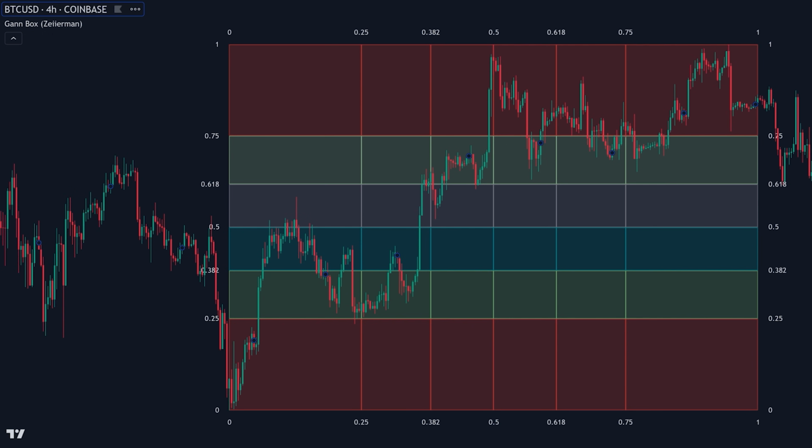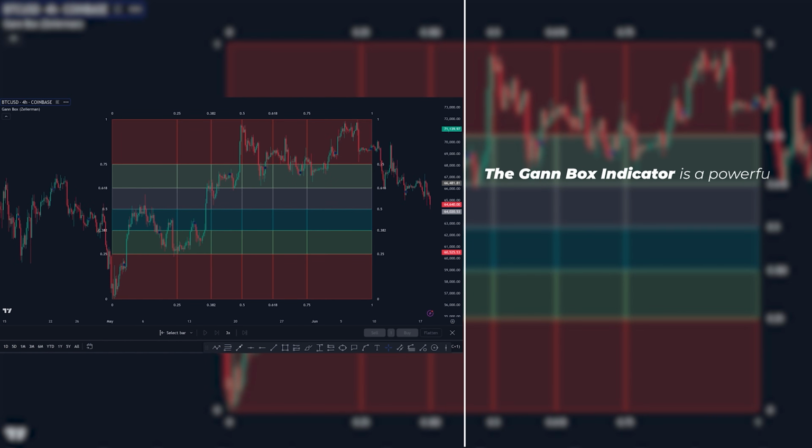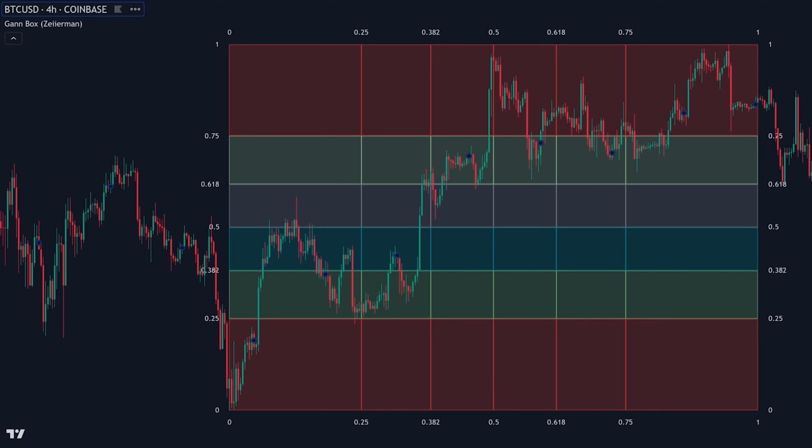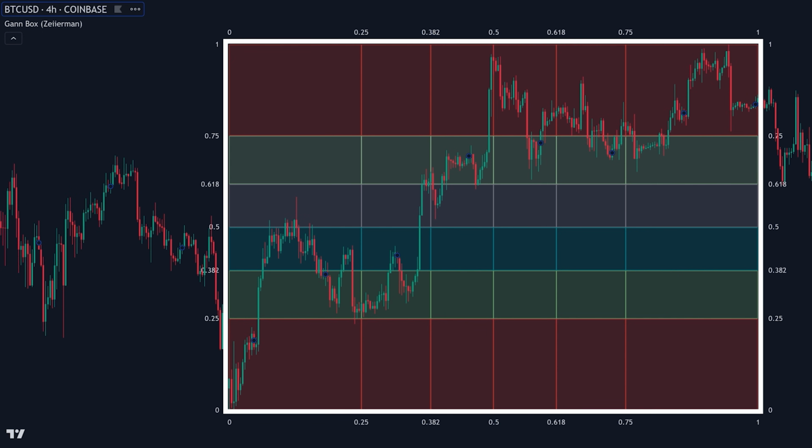What is the Gann Box indicator? The Gann Box indicator is a powerful trading tool designed to give you a complete understanding of the market. First, it starts by identifying the highest and lowest price points visible on the chart. This helps in locating the key market levels. Next, the indicator constructs a Gann box by drawing a box between these high and low points.